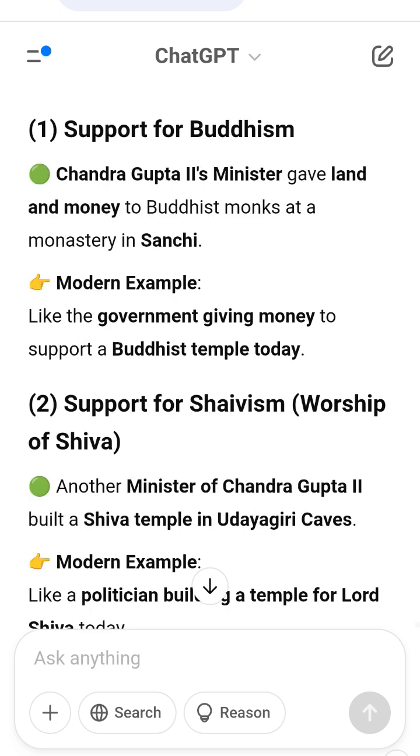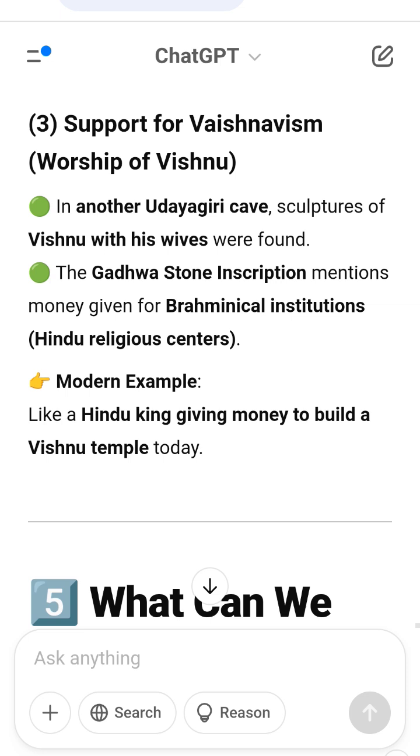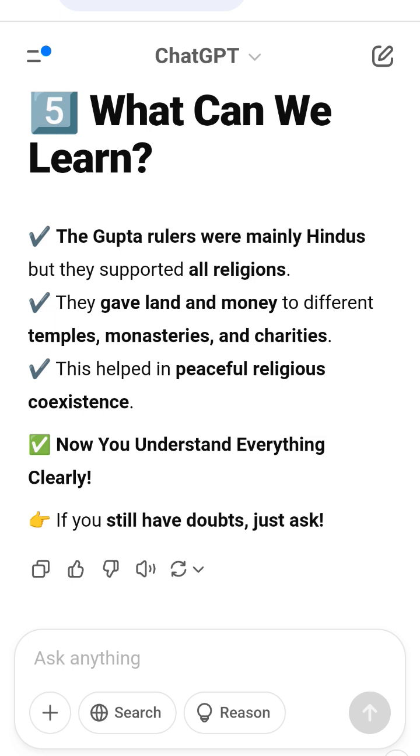What can we learn? The Gupta rulers were mainly Hindus, but they supported all religions. They gave land and money to different temples, monasteries, and charities. This helped in peaceful religious coexistence. Now you understand everything clearly. If you still have doubts, just ask.